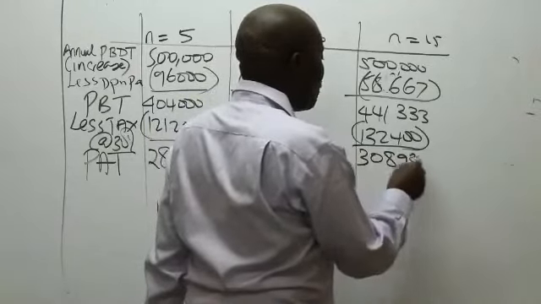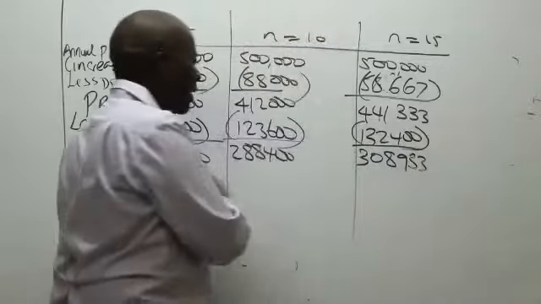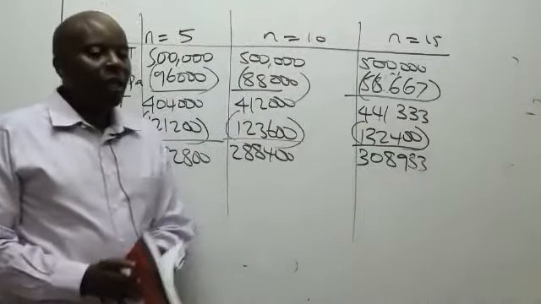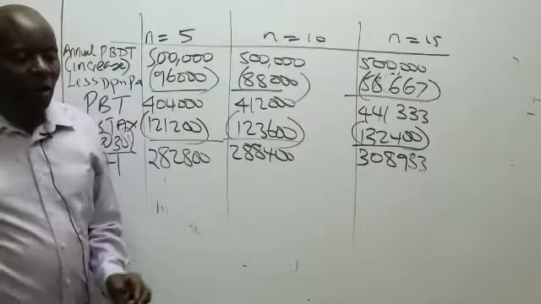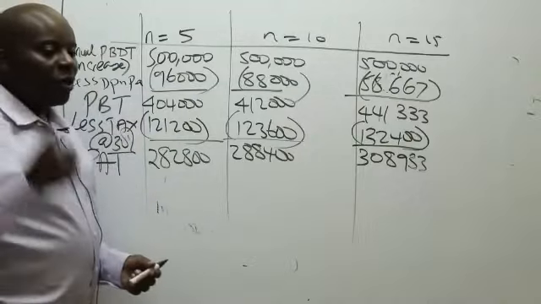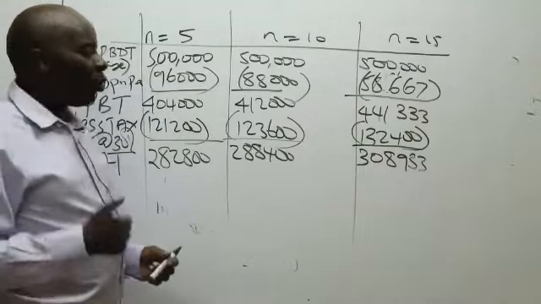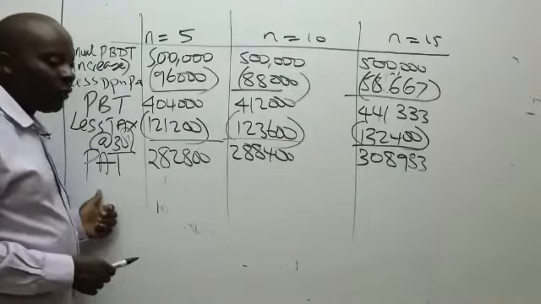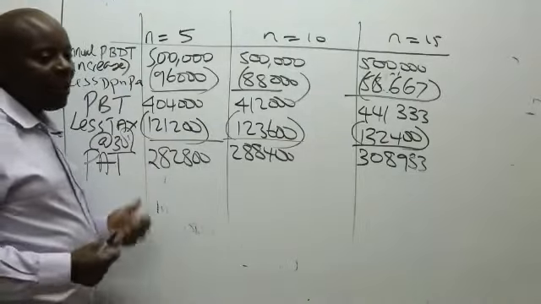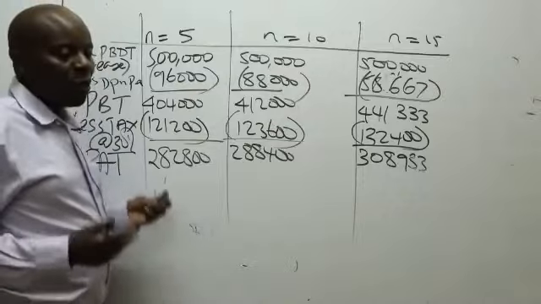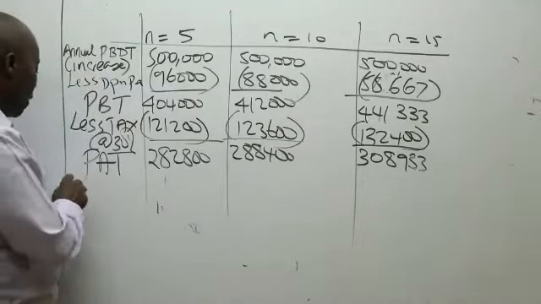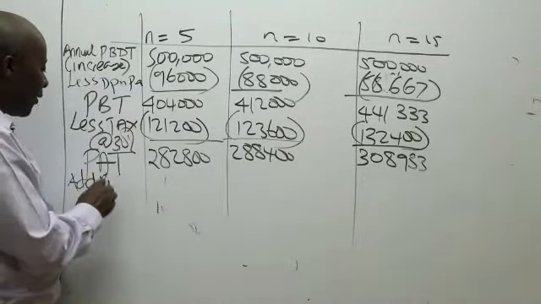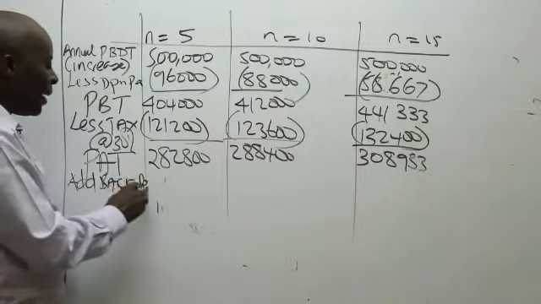Can somebody confirm that these figures are correct before we move on? Yegon says, yes, correct. Thank you very much. So having gotten profit after tax, what do you think will be the next thing that we should do? We add back, you guys are geniuses. Add back depreciation amounts.